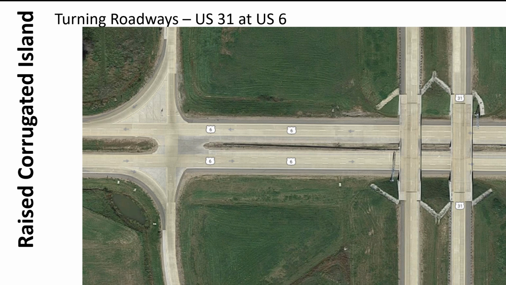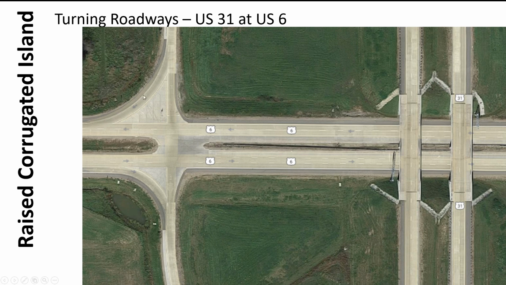And through there, a lot of accident rates. So this is the new intersection, and this is a diamond interchange at US 6 and US 31. You see 31 here. Here's the off ramp, and then here's the on ramp going back on. See US 31, and these are turning roadways. So that's what we were just talking about.